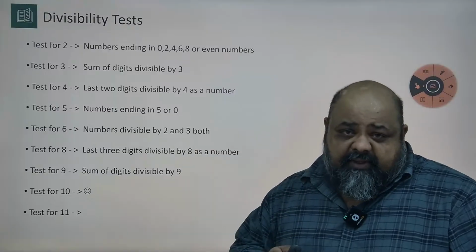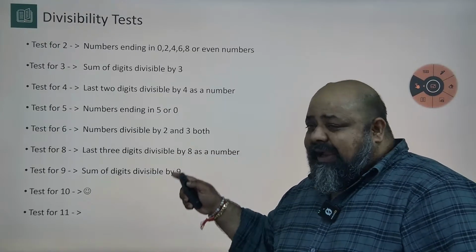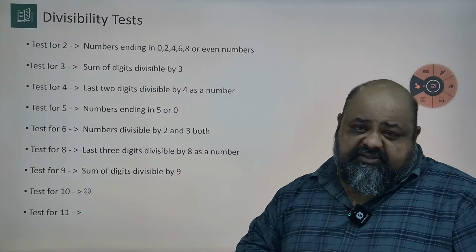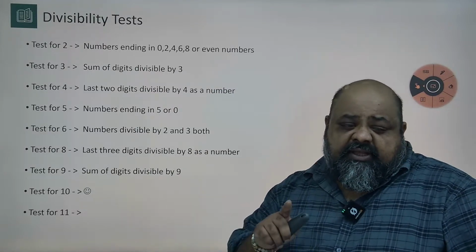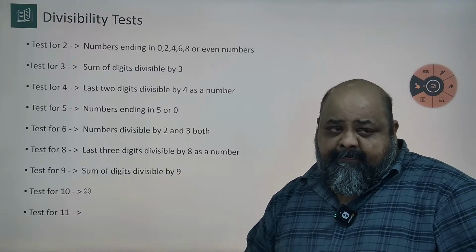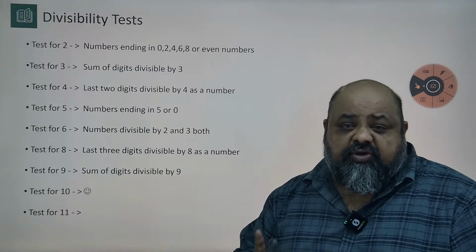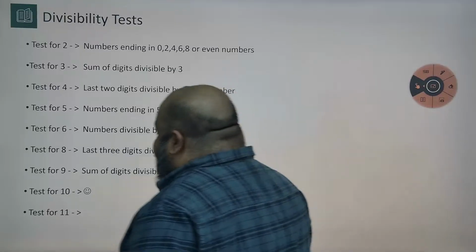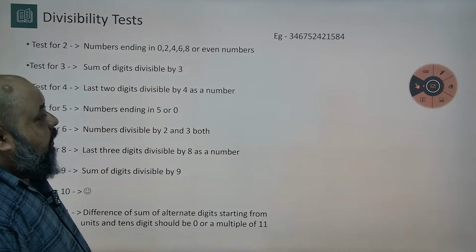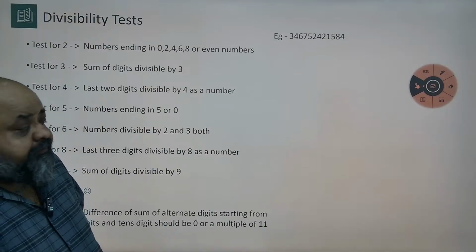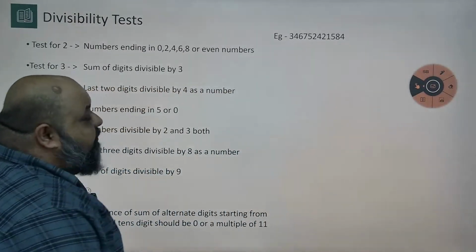You look at the number, you start from the units digit, call it u, and add the alternate digits. Then we start from the tens place and add the alternate digits. Then we calculate u minus t. If u minus t is 0 or a multiple of 11, the number is divisible by 11, otherwise not. So now I have an example for you. This is the number that we have: 3, 4, 6, 7, 5, 2, 4, 2, 1, 5, 8, 4.